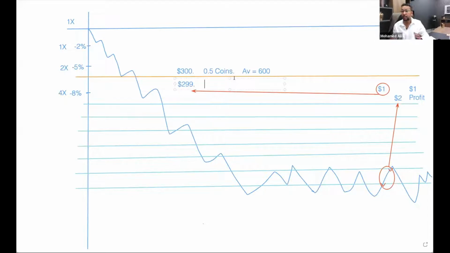This amount is 299. How about the number of coins? Are they going to change? No, because we are already owning that amount of coins, 0.5 coins. What happens again to the average price? The same formula. We're not going to change it. But the amount of USDT here is lower, it is 299. We're going to divide 299 by 0.5, and that's 598.